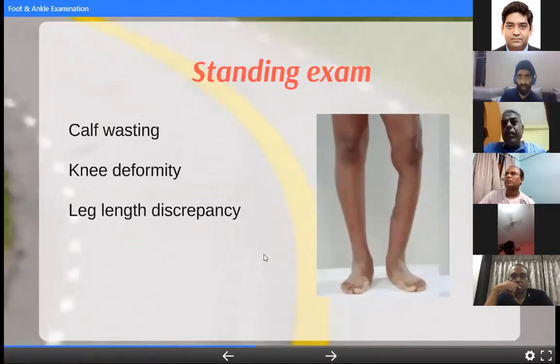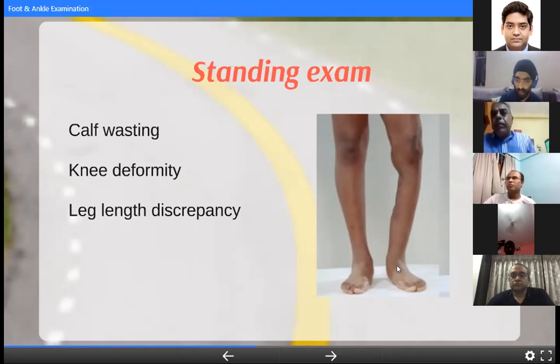Now continuing the standing examination, we look at calf wasting, knee deformity, and leg-limb discrepancy. If you see the left knee here, the left knee is in varus. That looks like some trauma has happened, some injury to the calf there. But look at the right foot. It's completely normal. Look at the left foot. It's gone into a flat foot sort of picture with the heel going into valgus. And why has that happened? Because the body has to compensate for the varus in the knee.